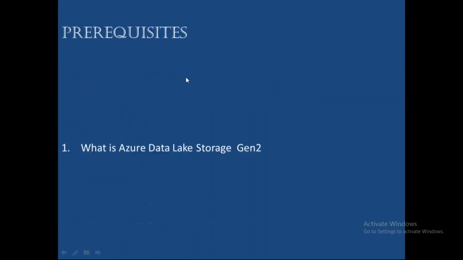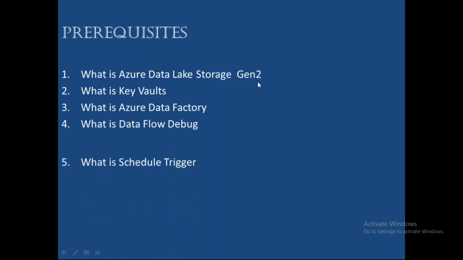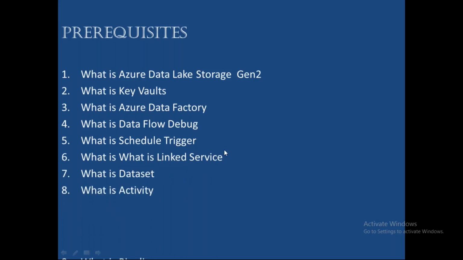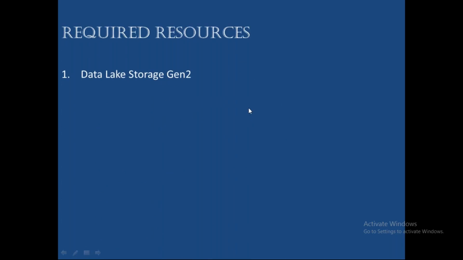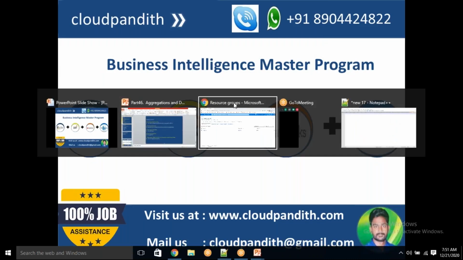Let's move on to prerequisites. We need an understanding of Azure Data Lake Storage, Key Vault, Azure Data Factory, and Azure Data Flow Debug. Data Flow Debug is what you turn on to have a cluster ready to execute your data flows. Schedule trigger is used to schedule your pipelines. We discussed linked service, dataset, activity and pipelines in detail. Required resources are Data Lake Storage Gen2, Azure Key Vault, and Azure Data Factory v2. Let me go and create these three resources, friends. Okay, let's do the lab now.